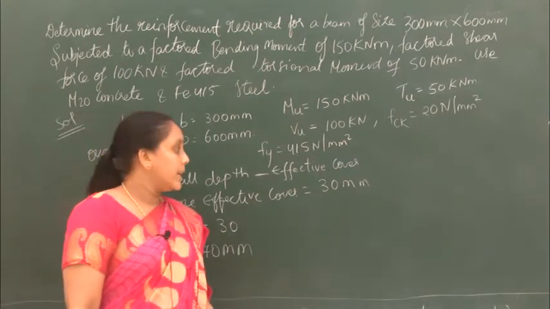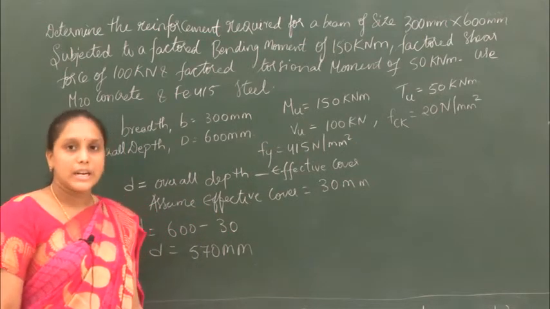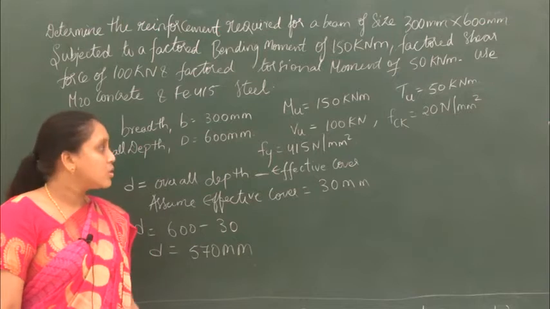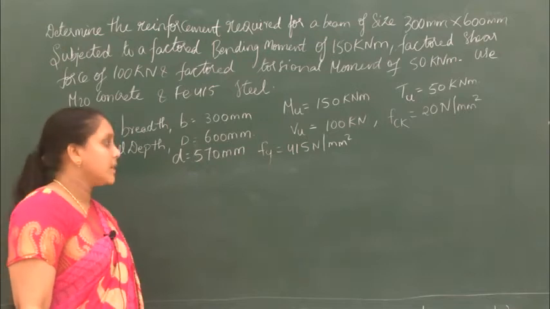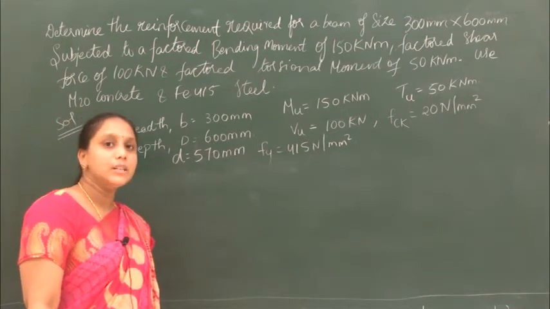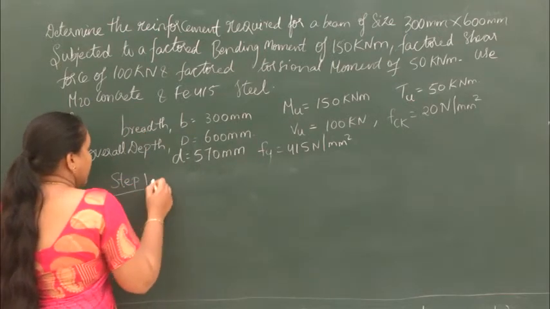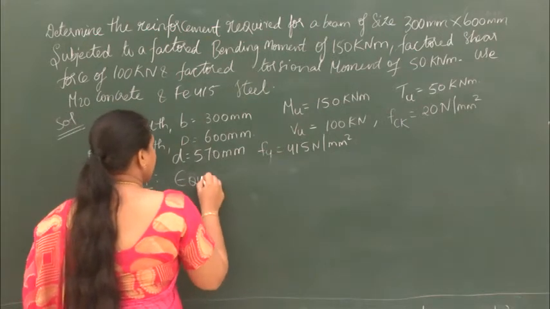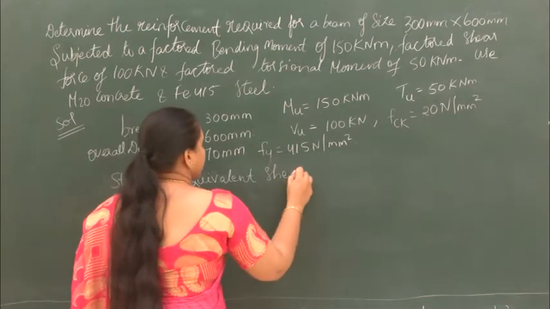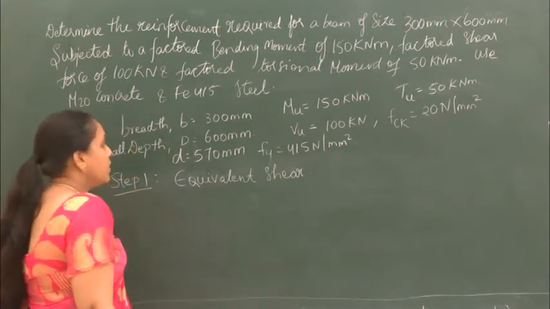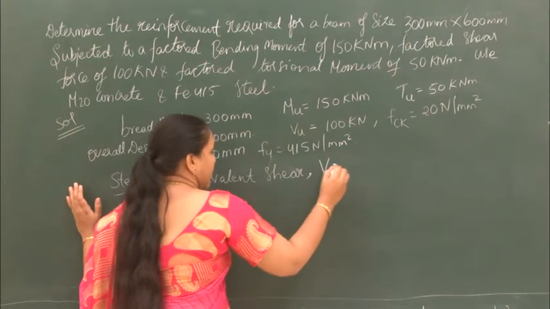Now I have calculated the effective depth d. So what is the next step? What do we have to do when we design for torsion? We have to calculate the equivalent shear. So step 1 is to calculate the equivalent shear, which is denoted by Ve.